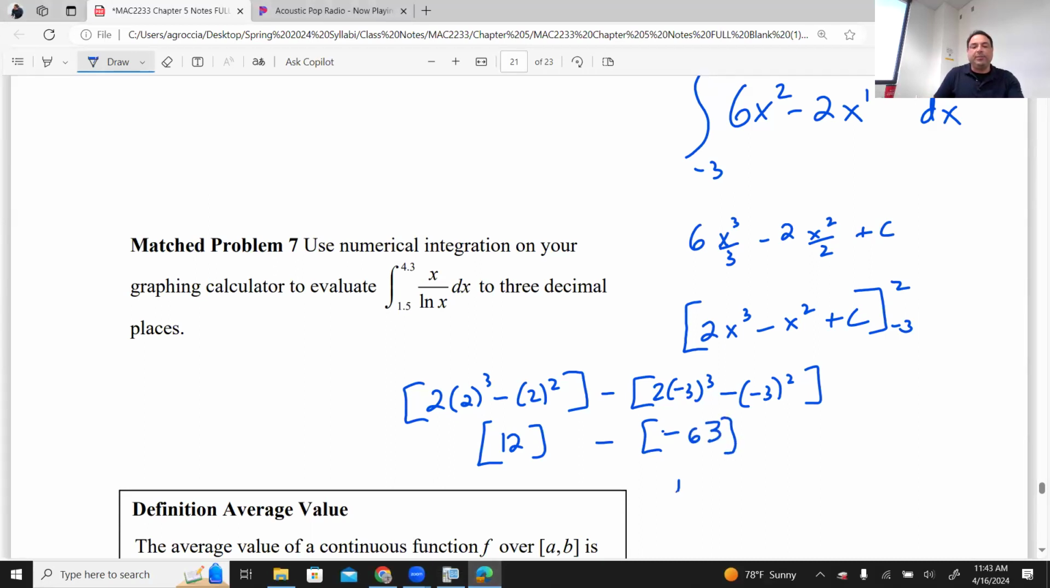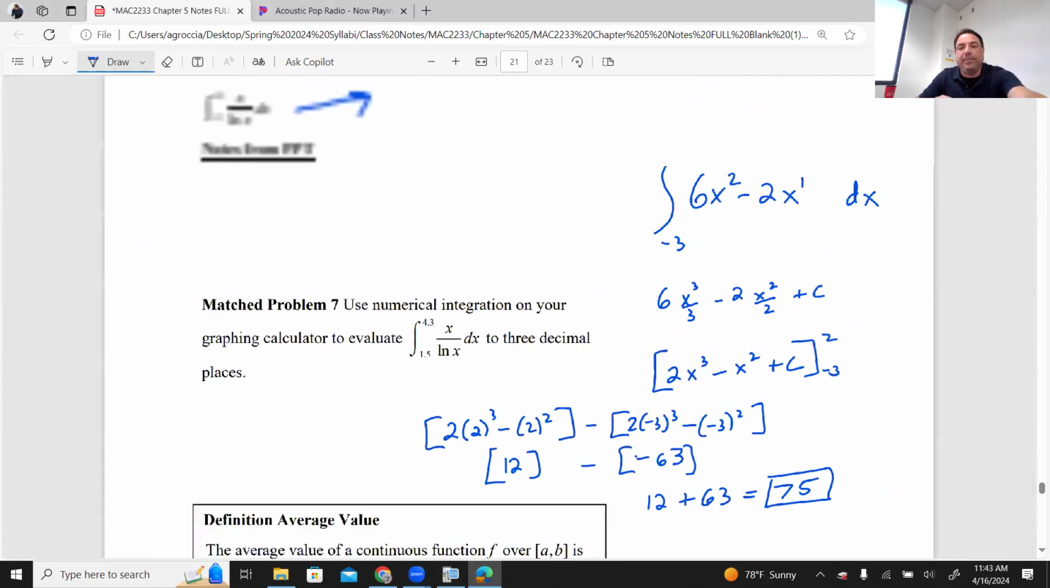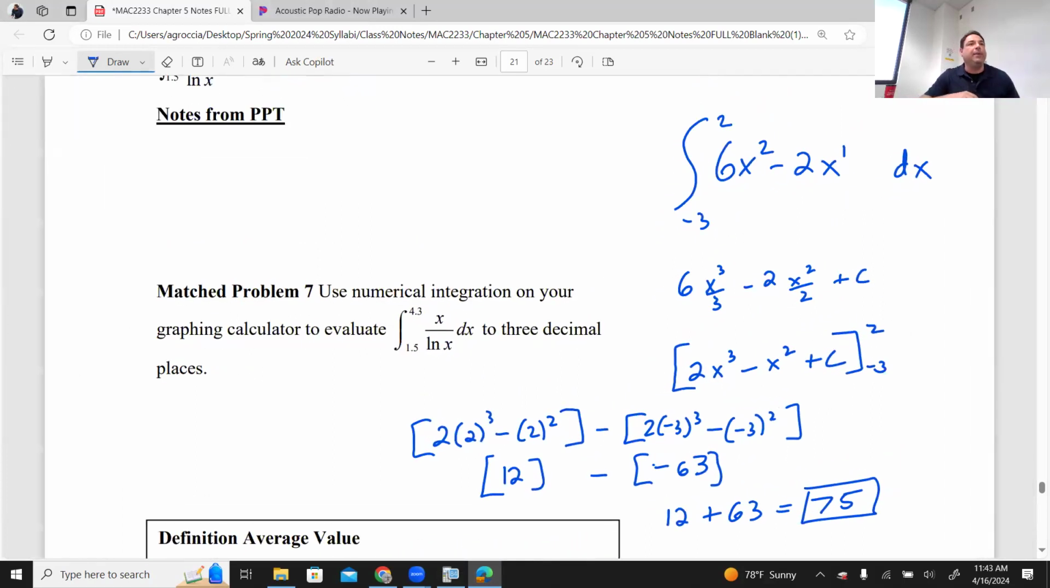So this actually simplifies to 12 plus 63, and 12 plus 63 gives us an answer of 75. So the answer we get by hand is 75. I'm going to give you a minute and look at the original, type in the original in the calculator, and make sure you get 75.